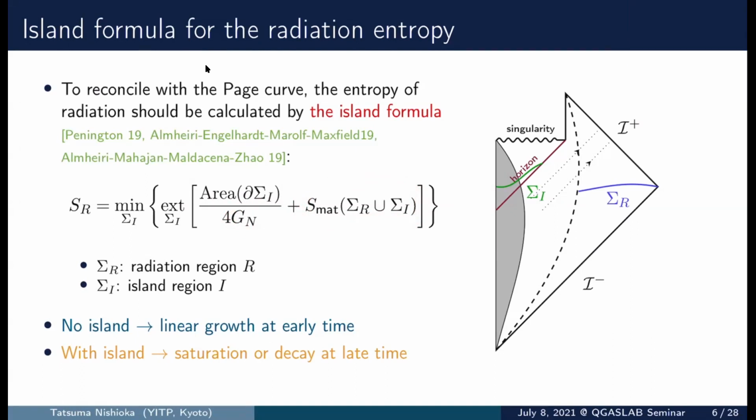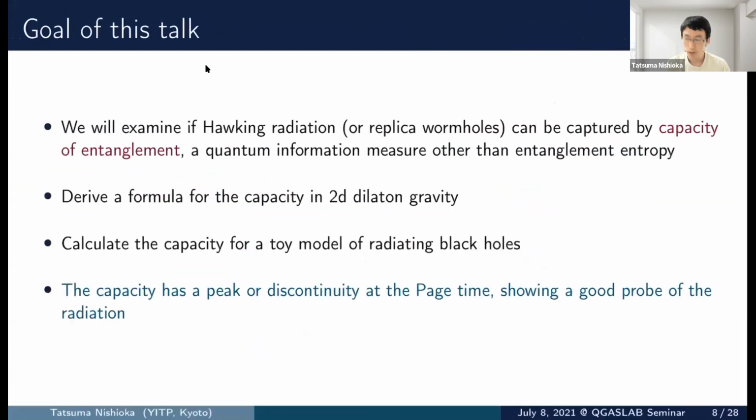Okay, any question? If not, let me move on. In my talk, this is just a summary. Basically, I'm going to examine the Hawking radiation, not by using the island formula, but using so-called capacitive entanglement. This is a quantum information measure which is different from entanglement entropy. Entanglement entropy is one of the quantum information measures, but there are many, many quantum information measures. And this capacitive entanglement is a nice measure, but whose property is not so well investigated so far.